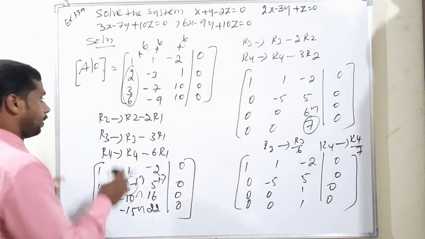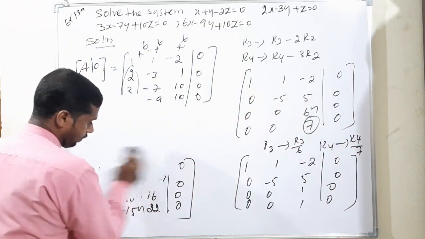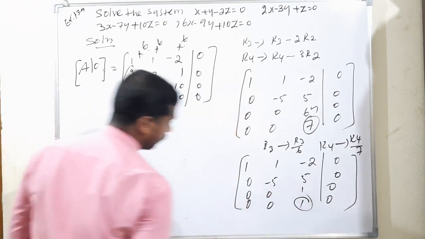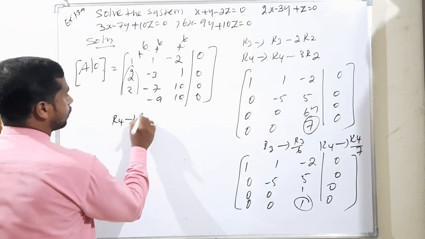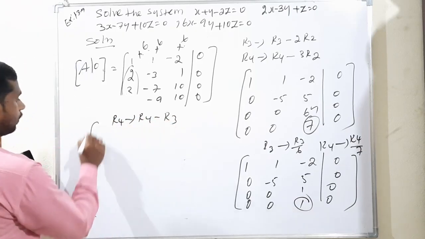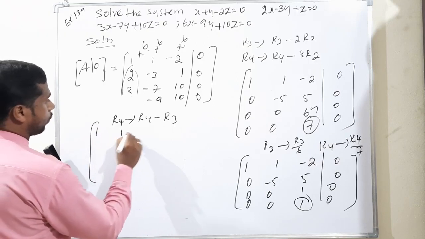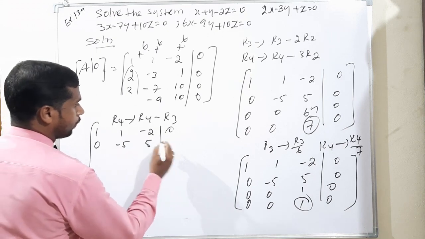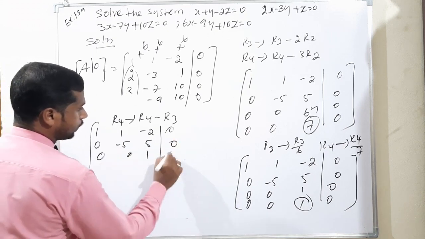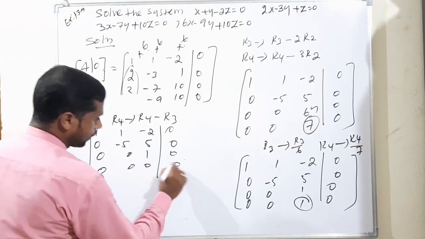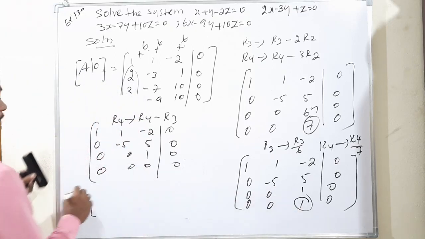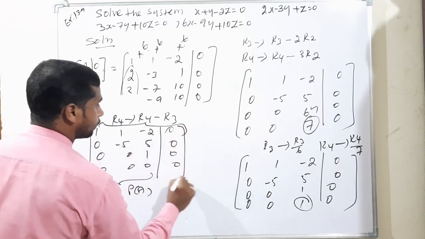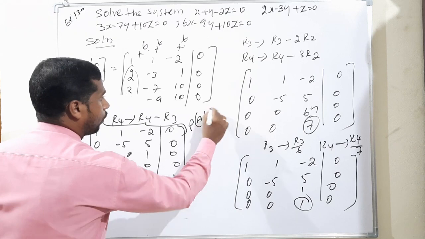Next one. It will be very easy to become a 0 under the fourth row. So R4 gives R4 minus R3, isn't it? R1, R2, R3 also as it is. 1, 1, minus 2, 0, then 0, minus 5, positive 5, 0, 0, 0, 1, 0, 0, 0, 0, 0 will come, because 1 minus 1 will be 0. This is the whole term considered for rank of A with O, isn't it?